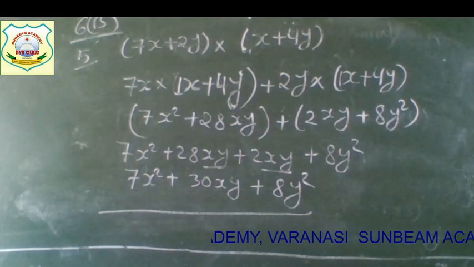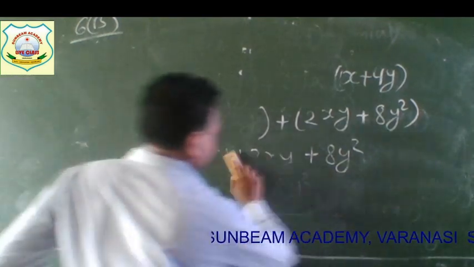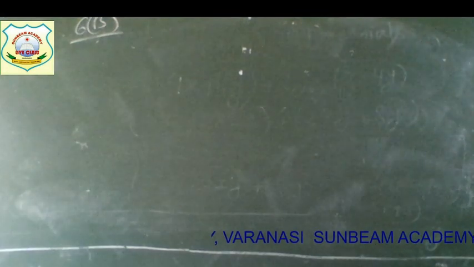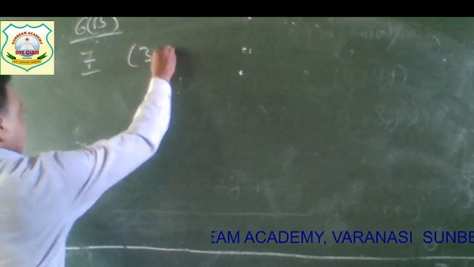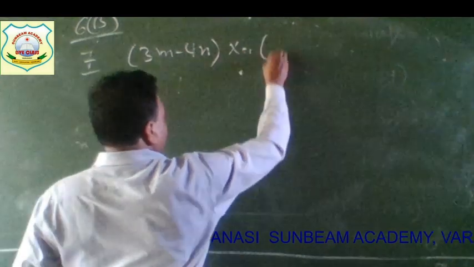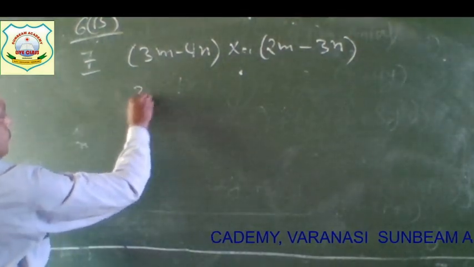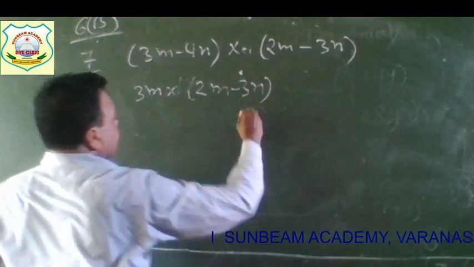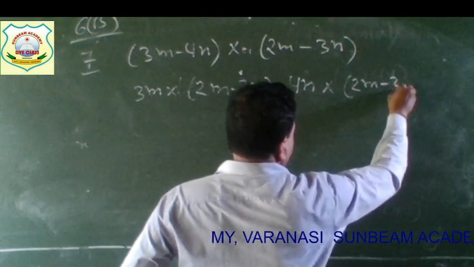Question number 7. Done? Now question number 7, they are given (3m - 4n) multiply (2m - 3n). The similar process here: 3m multiply (2m - 3n), minus 4n multiply (2m - 3n).